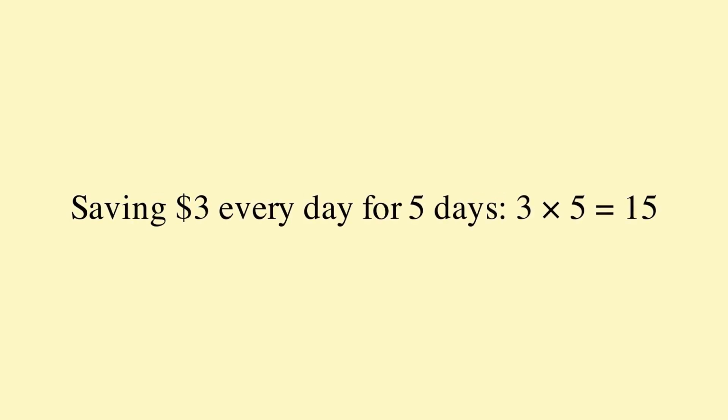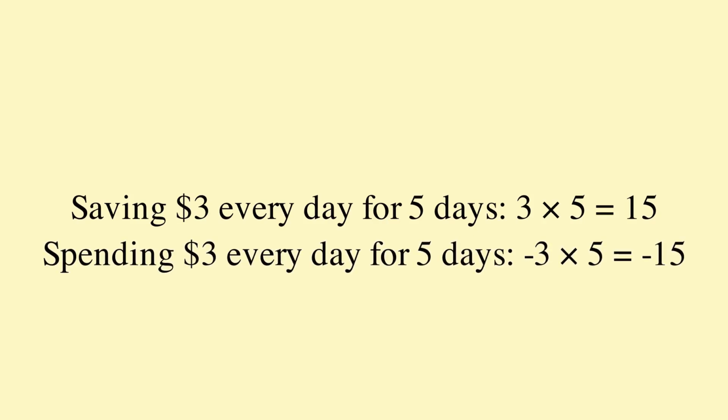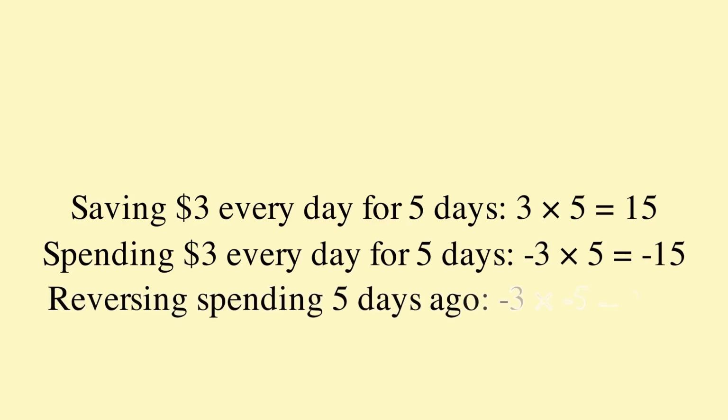You decide to save $3 every day. After 5 days, how much have you saved? 3 times 5 equals $15. That's easy, right? But what if you were spending $3 every day instead? That's like minus 3 times 5. Now, after 5 days, you have spent $15, so you have minus 15. A negative number. Now, here's the tricky part.